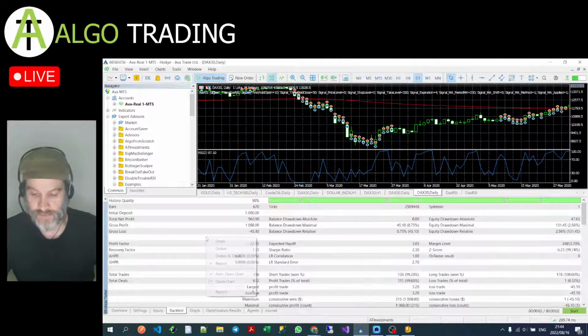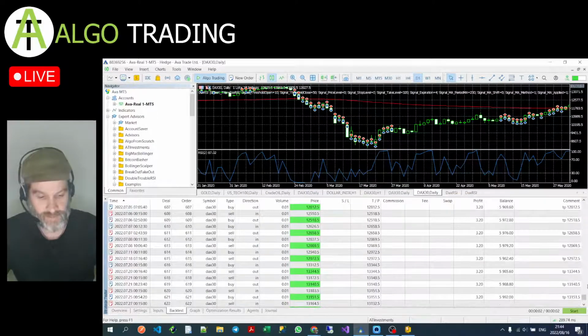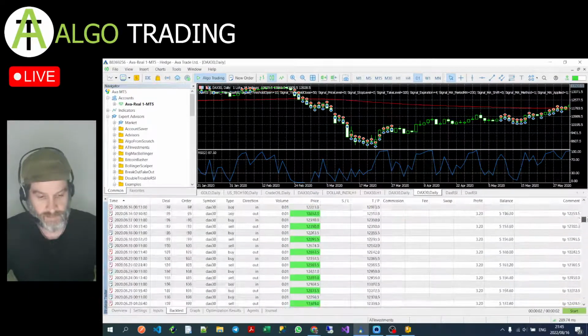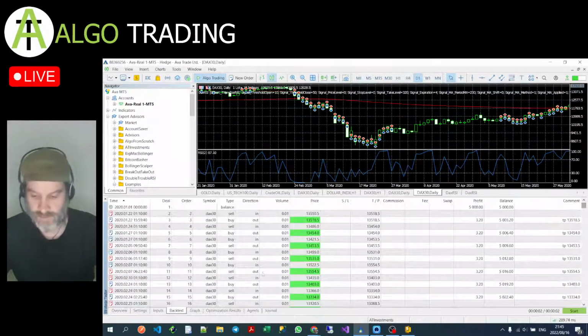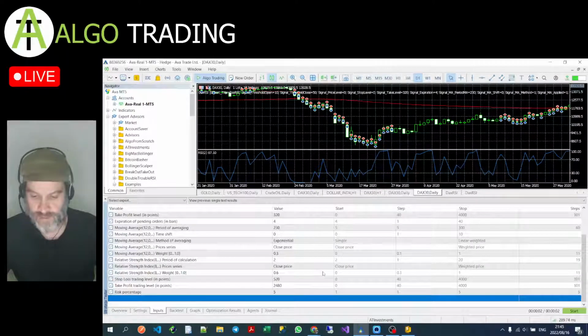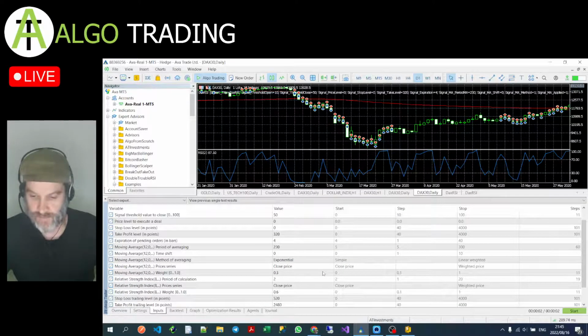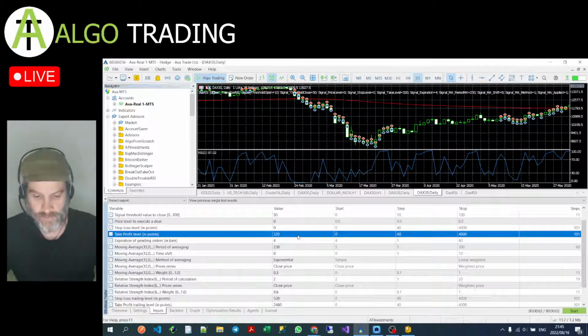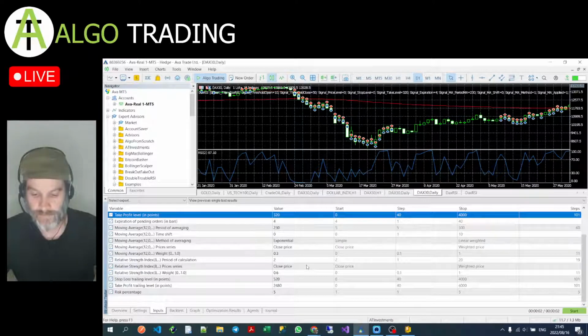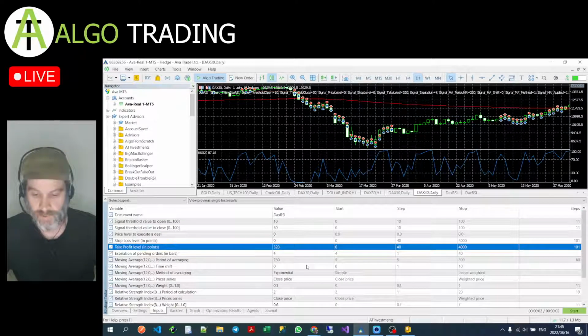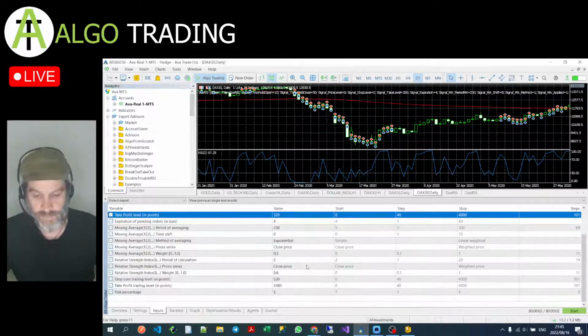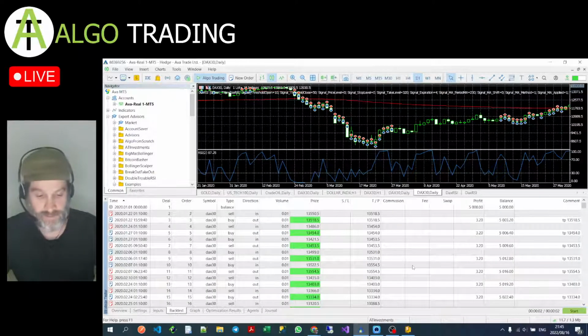So if you want to look at the trades, you right click on the back test and you say deals. I must have a very small take profit. So it's essentially just a scalping strategy. Okay, well it works. So I mean, you could try it out.